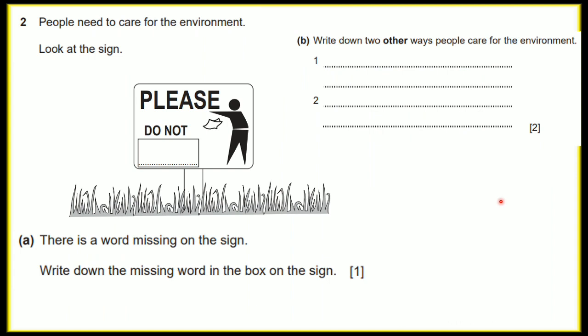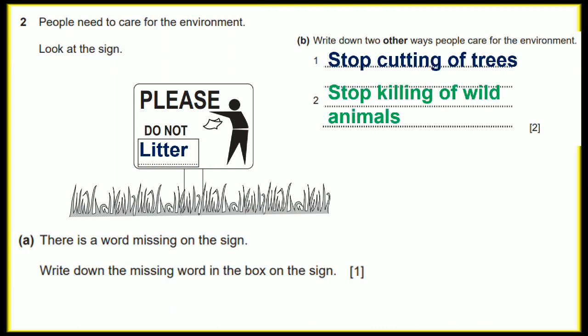Question 2. People need to care for the environment. Look at this sign: Please do not litter. There's a word missing in the sign. Write down two other ways people care for the environment. Stop cutting of trees. Stop killing of wild animals. Reduce air pollution.